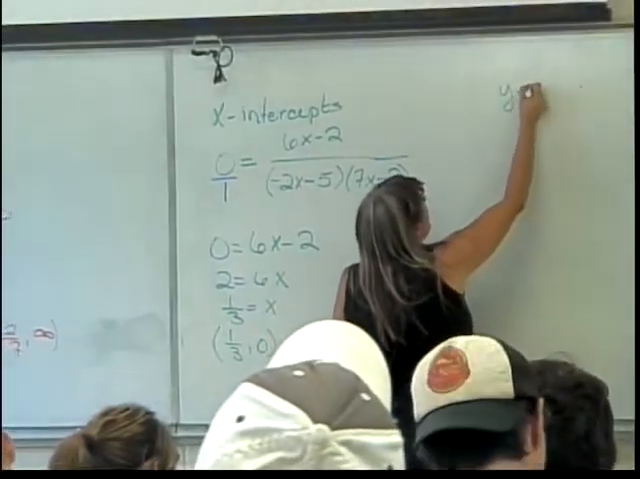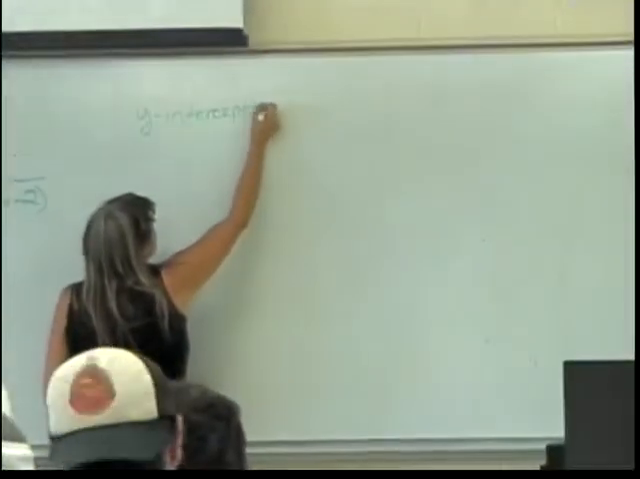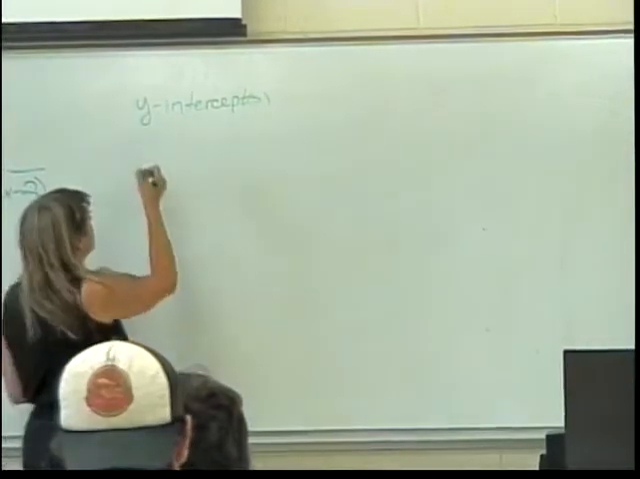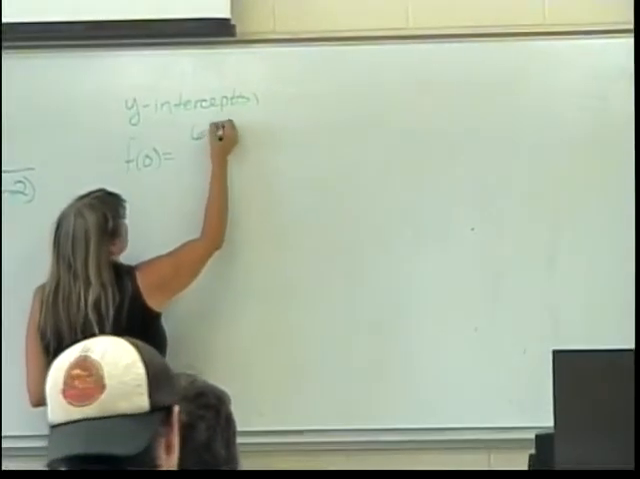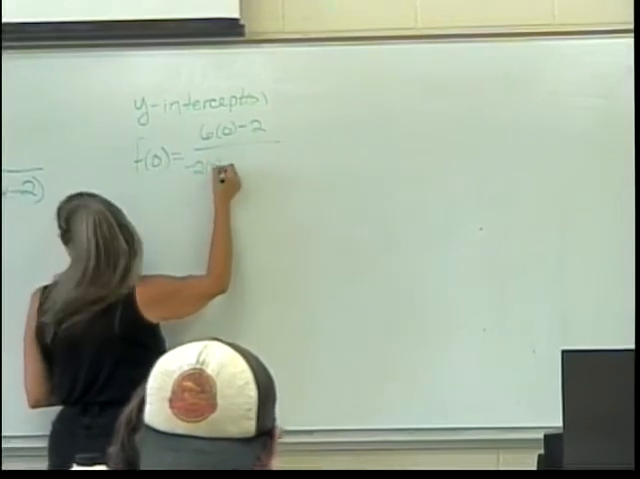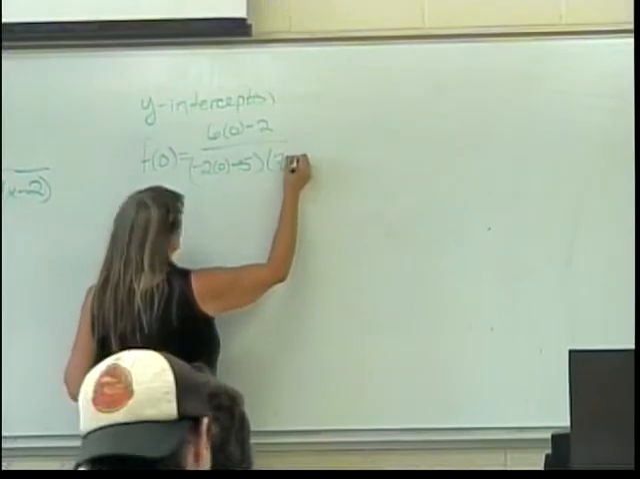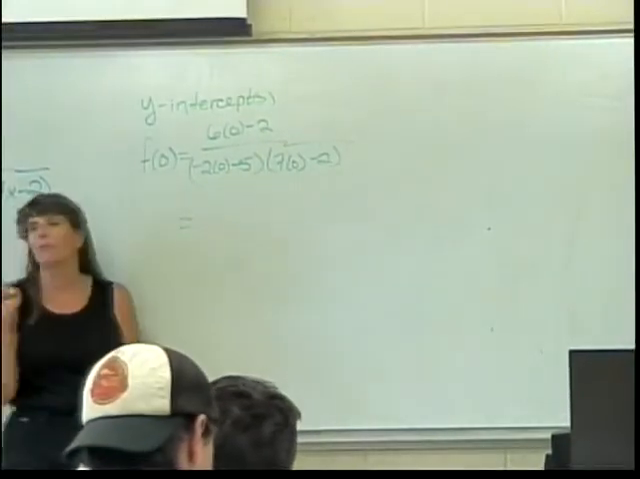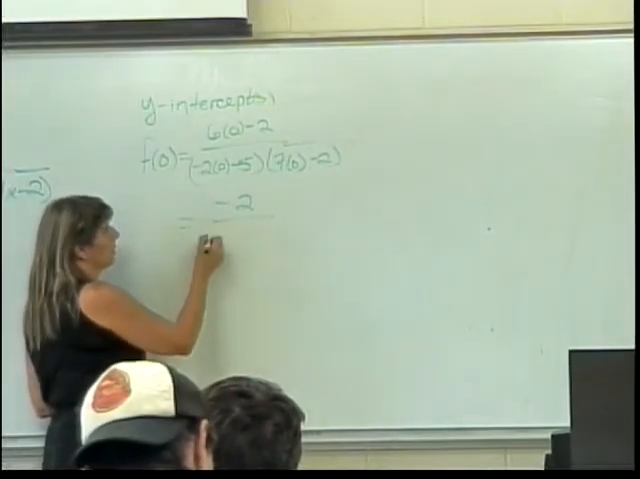What about y-intercepts? Put in 0 for x. So here I'll have f of 0 equals 6 times 0 minus 2 divided by negative 2 times 0 minus 5 times 7 times 0 minus 2. What will that leave me with? In the numerator I have negative 2. In my denominator I have, 50.